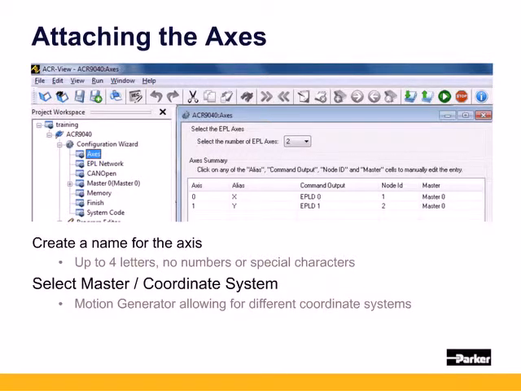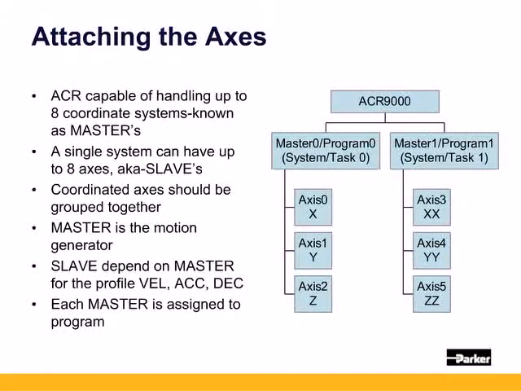The master is a pull-down selection and allows you to set the axis master. The ACR9000 is capable of handling 8 masters. Each master is a trajectory calculator and is associated with a motion program. Master 0 is running program 0. The axes are then attached to that master.